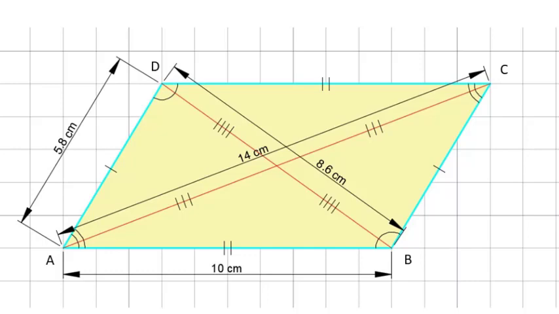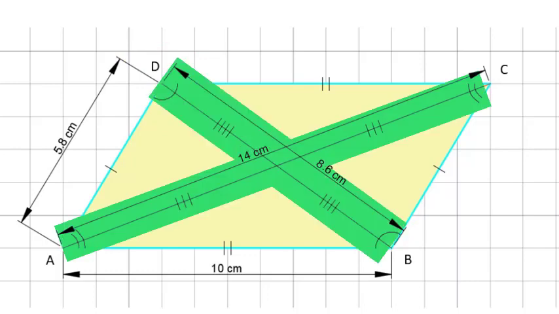Here, in this parallelogram, opposite sides AD and BC are congruent, that means they are equal. Similarly, opposite sides AB and CD are congruent. Second property, opposite angles, angle A and angle C and angle B and angle D are also congruent. The diagonals, segment AC and segment BD are bisecting each other. That means they are getting divided into equal halves at the point of intersection.